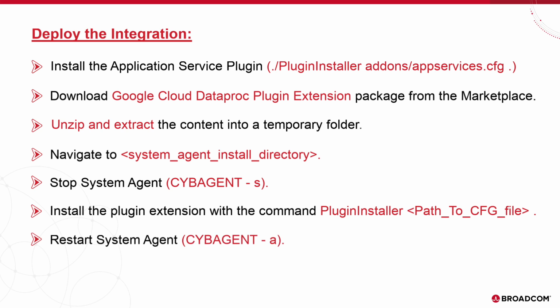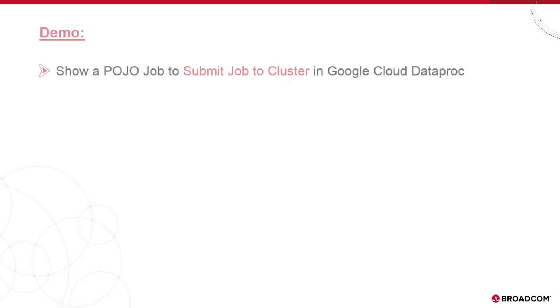Remember, this integration uses Google Cloud Dataproc Public REST API. To run a Google Cloud Dataproc Pojo job in AutoSys, we first need to establish communication with the Google Cloud Dataproc server. After establishing communication, we can execute and supervise the job. Let's dive into the world of applications and job execution within the Google Cloud Dataproc environment.